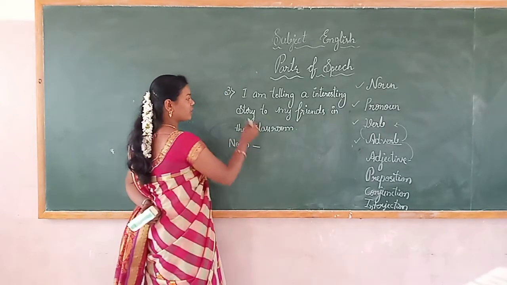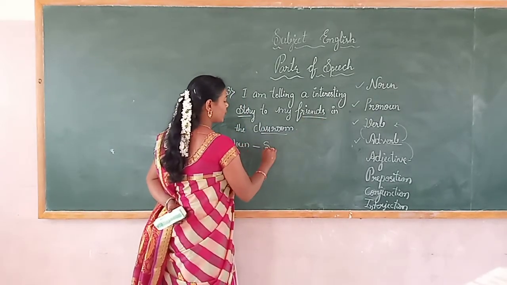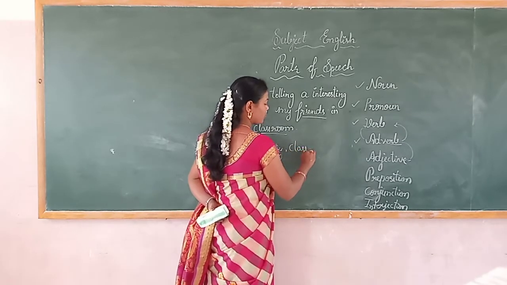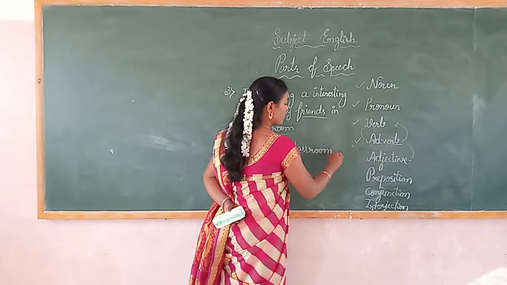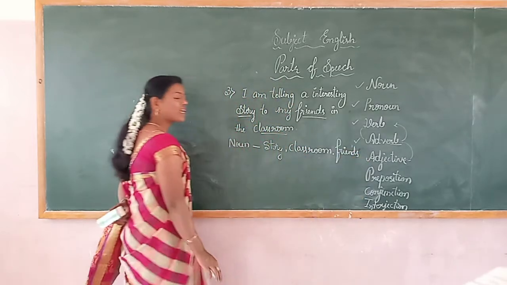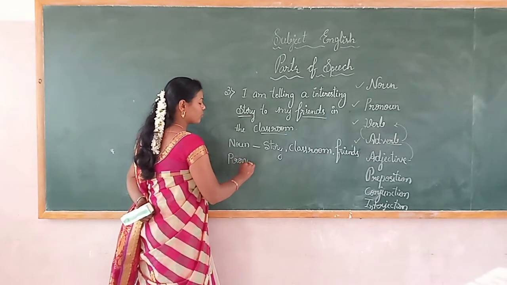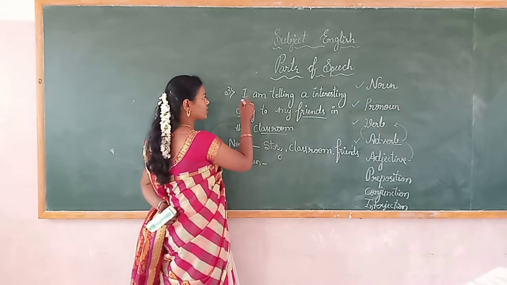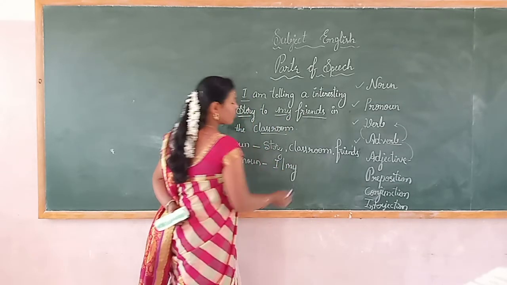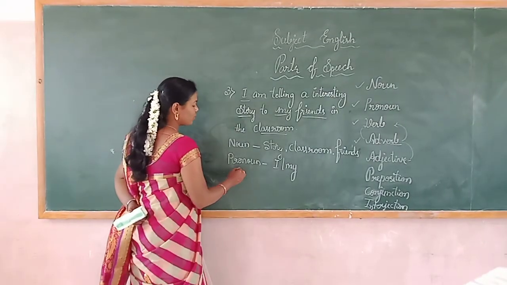First you identify the noun. What? Story, friends and classroom. Three nouns are there. Okay, so three nouns are there. Second one, pronoun. Is there pronoun? Look at the sentence. Yes, pronoun is there. I and my. I am telling story with my friends. So, my and I are the pronouns.